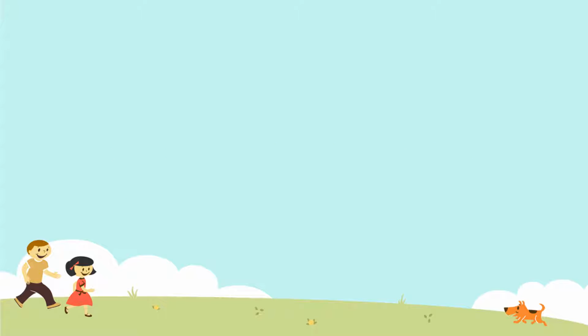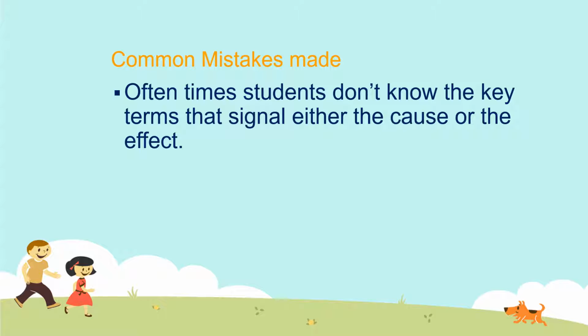Hopefully examples will better help our students understand what it is that they need to look for when they're reading their sentences in the exercises that we have planned for today. Common mistakes that I noticed that students make when working on any of these assignments is oftentimes students don't know the key terms that signal either the cause or the effect. So it's important to become familiar with the key terms, the signal words that help signal the cause or the effect in a sentence.